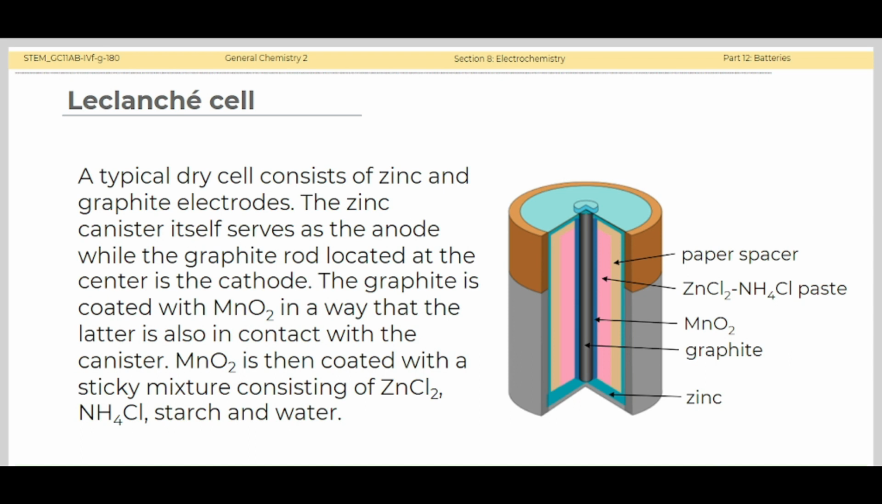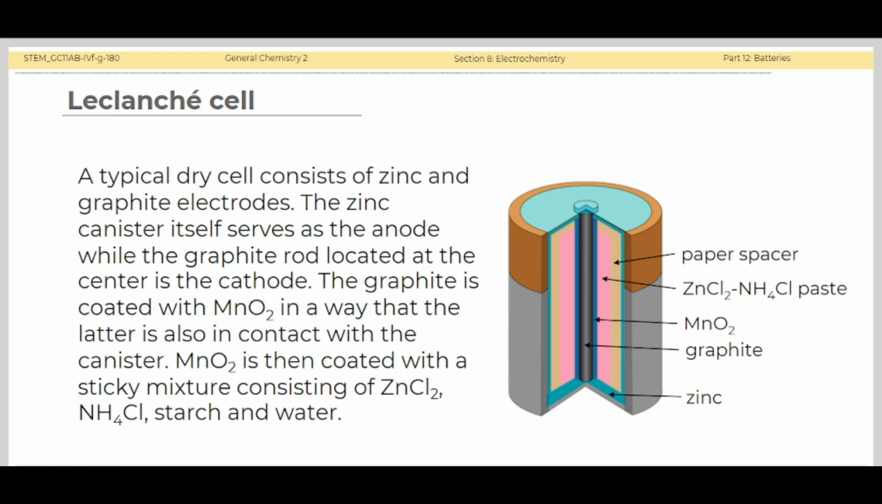Typical dry cell consists of zinc and graphite electrodes. The zinc canister itself serves as the anode, with the graphite rod located at the center as the cathode. The graphite is coated with manganese(IV) oxide in a way that the latter is also in contact with the canister.